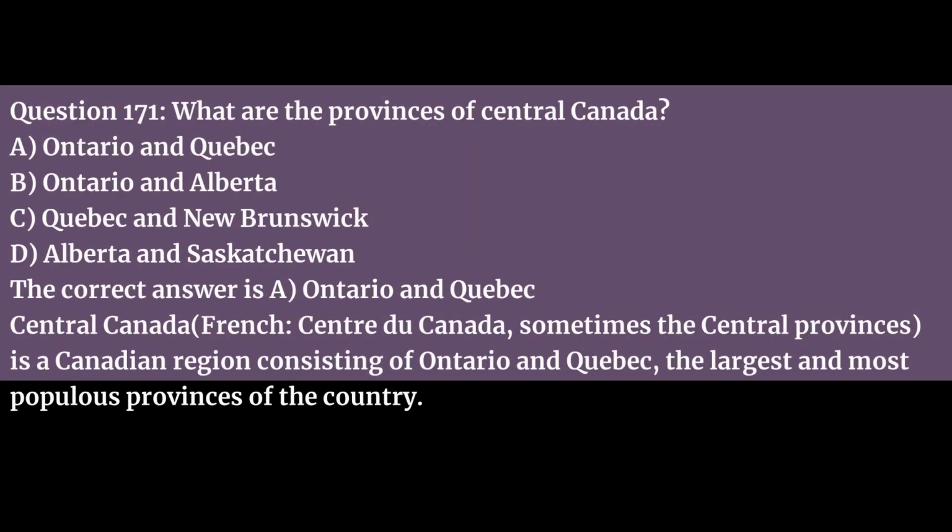Question 171. What are the provinces of Central Canada? A. Ontario and Quebec. B. Ontario and Alberta. C. Quebec and New Brunswick. D. Alberta and Saskatchewan. The correct answer is A. Ontario and Quebec. Central Canada, French, Centre du Canada, sometimes the Central Provinces, is a Canadian region consisting of Ontario and Quebec, the largest and most populous provinces of the country.